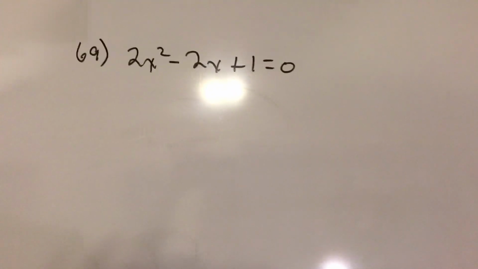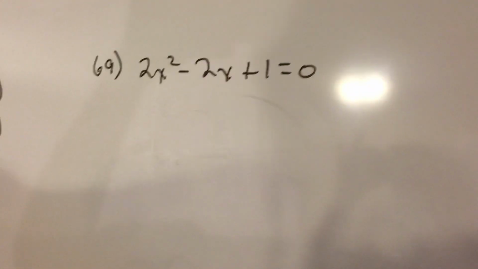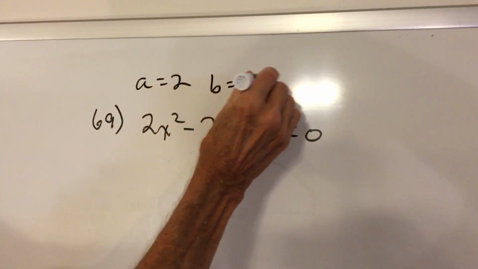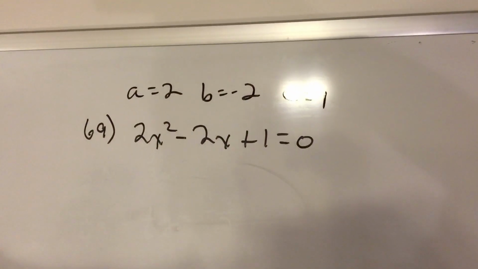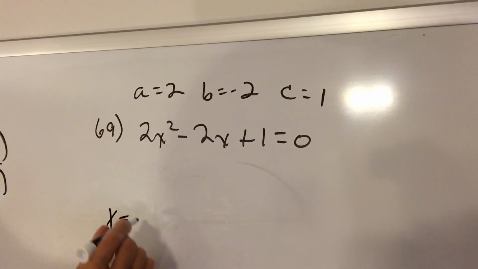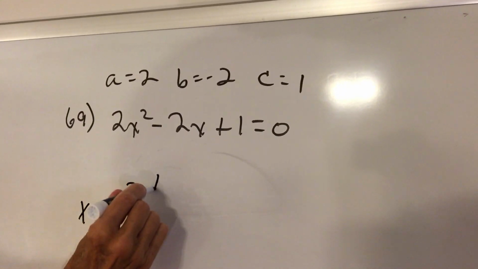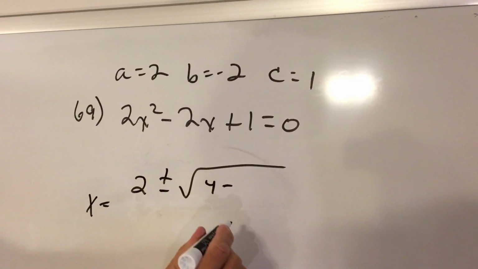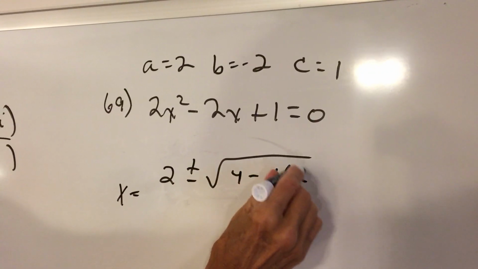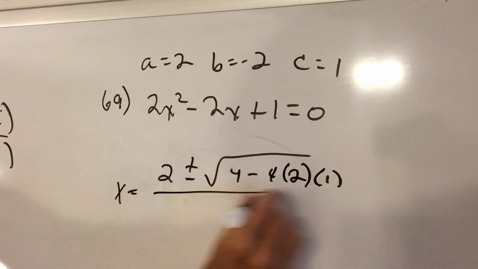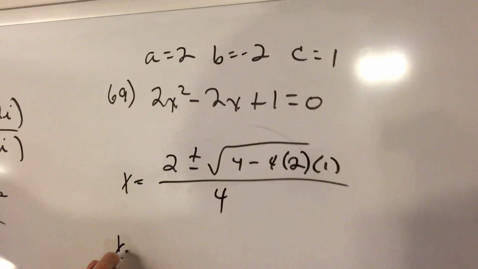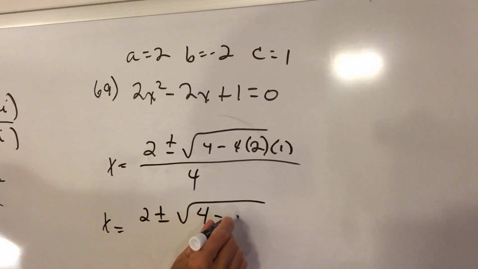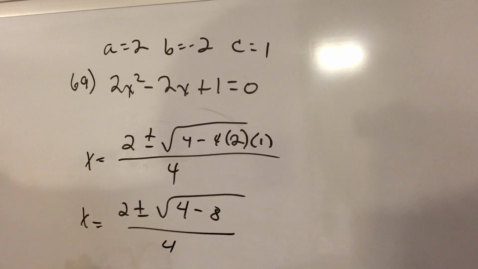Alright, here's another quadratic formula problem. A is 2, B is negative 2, C is 1. So x is negative b, which makes it positive 2, plus or minus square root of b squared, which is 4, minus 4 times 2 times 1 over 2a. So that's 2 plus or minus square root of 4 minus 8 over 4.